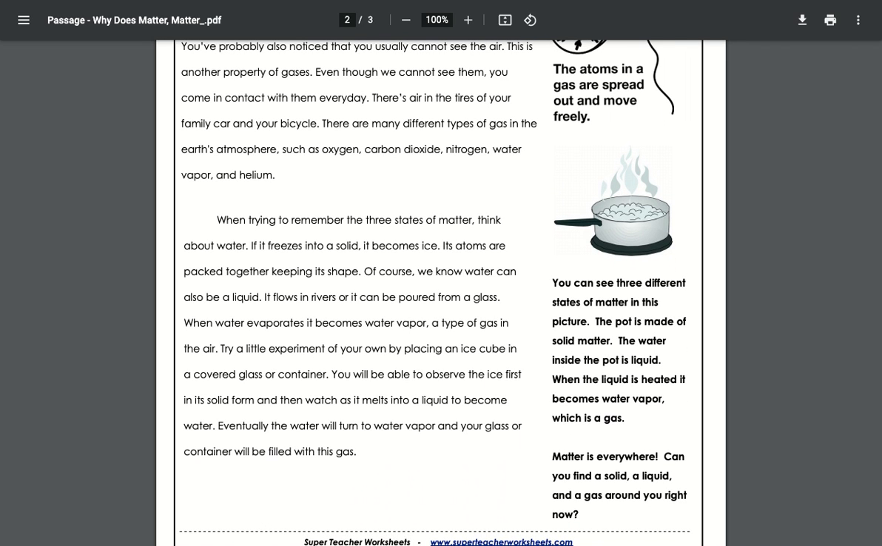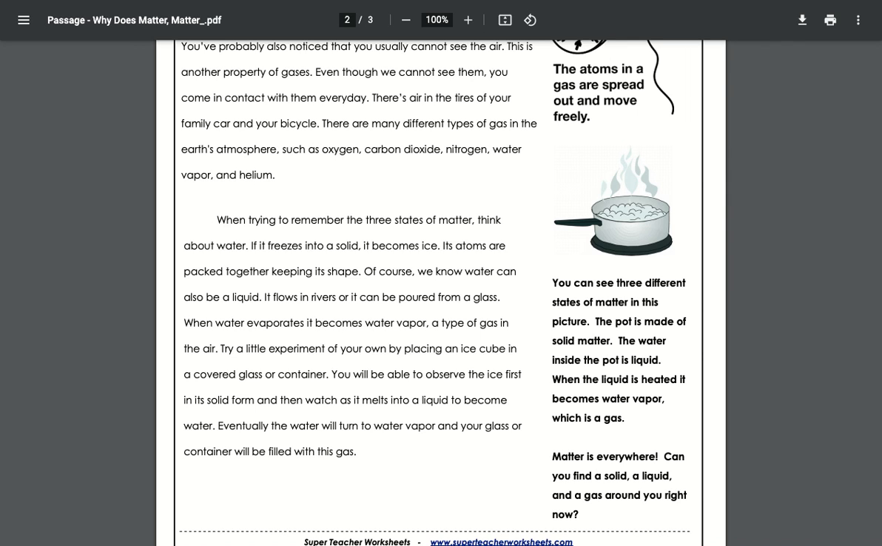When trying to remember the three states of matter, think about water. If it freezes into a solid, it becomes ice. Its atoms are packed together, keeping its shape. Of course, we know water can also be a liquid. It flows in rivers or it can be poured from a glass. When water evaporates, it becomes water vapor, a type of gas in the air.